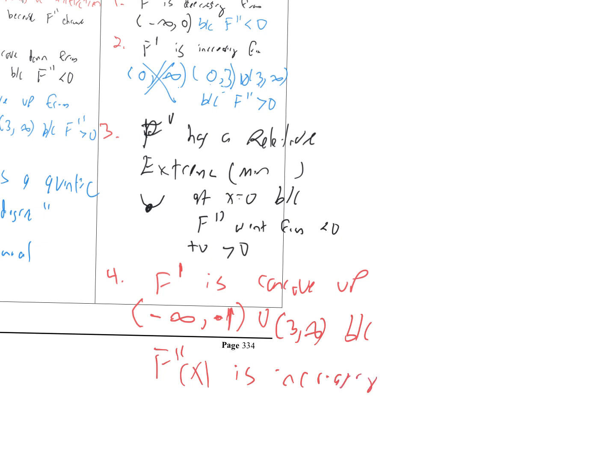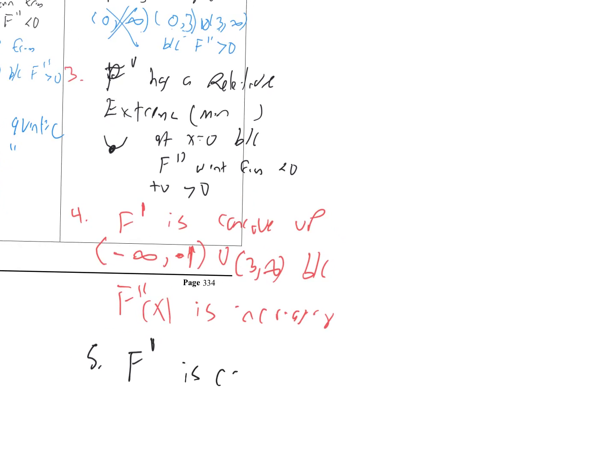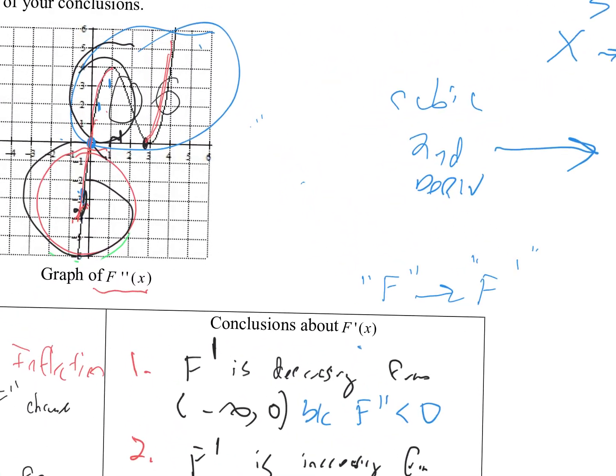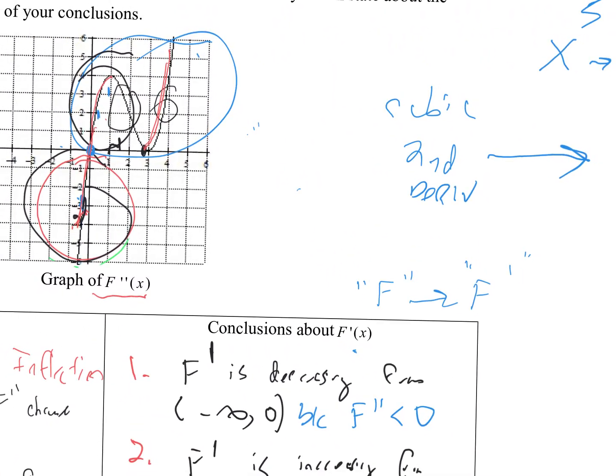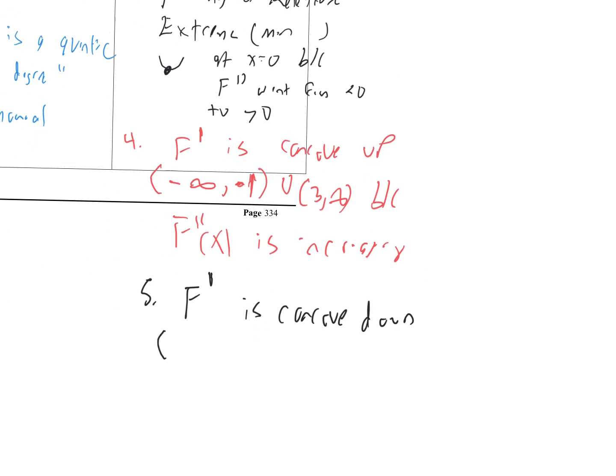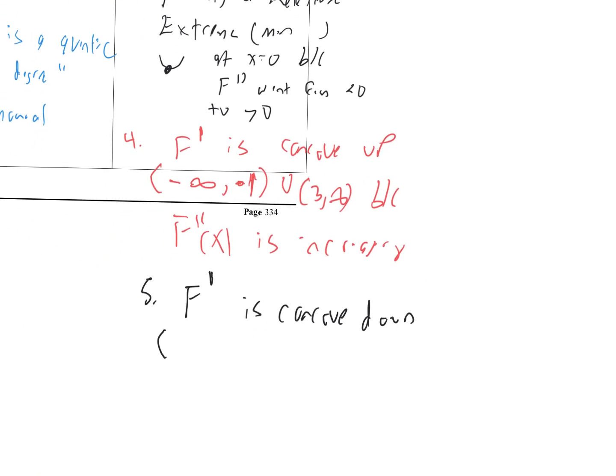And I can say the graph of the derivative is concave down on the interval. That would be the leftover. That would be from 1 to 3. Concave down because the second derivative is decreasing. What was that interval going to be? 1 to 3, because the second derivative is decreasing.